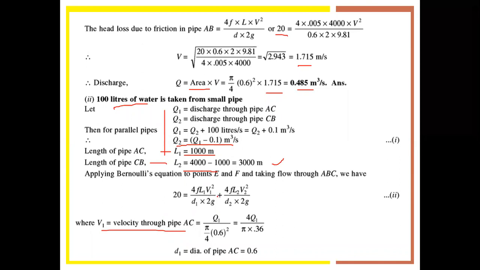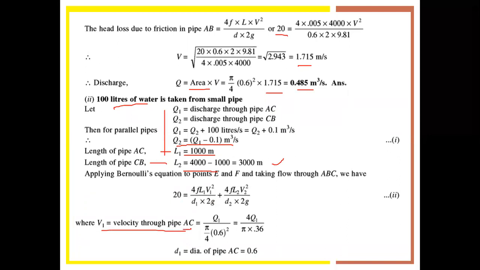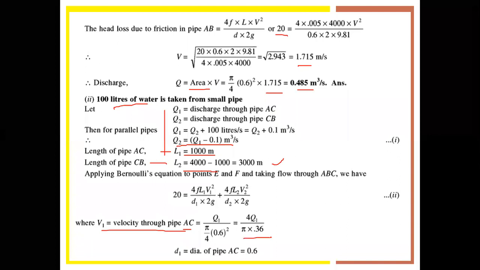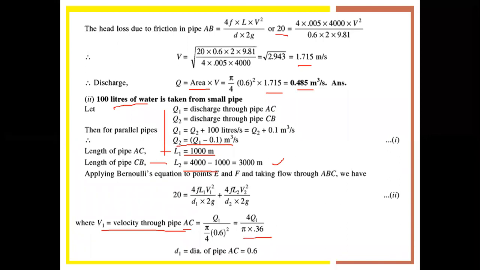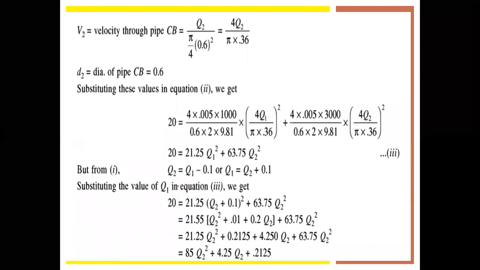Right? So after getting this one, 20 is on so value. So V1 value, velocity of pipe through AC. Therefore, Q1 by pi by 4 into 0.6 square, that is equal to 4Q1 into pi into 3.6. Therefore, the diameter of the pipe AC is equal to 0.06.